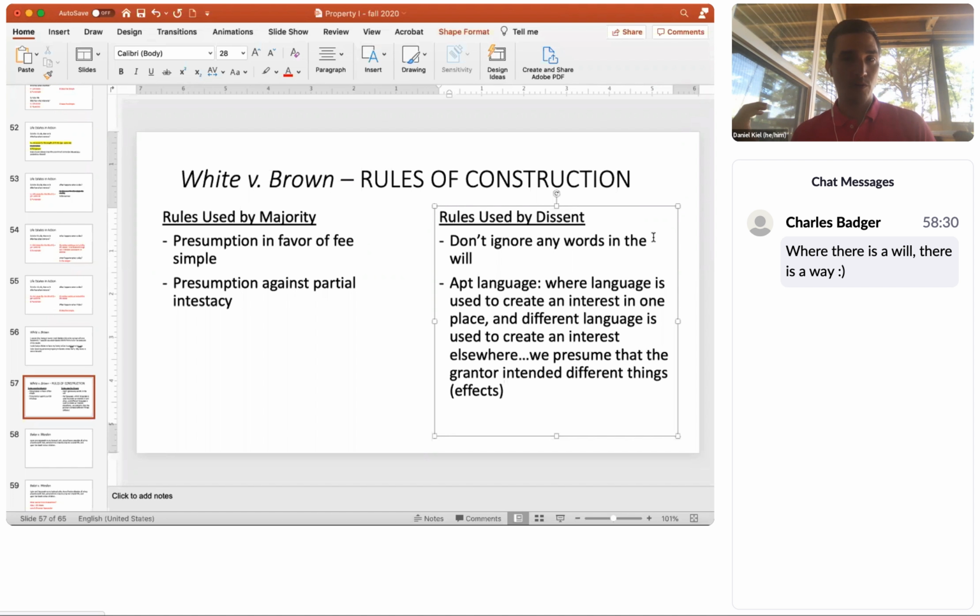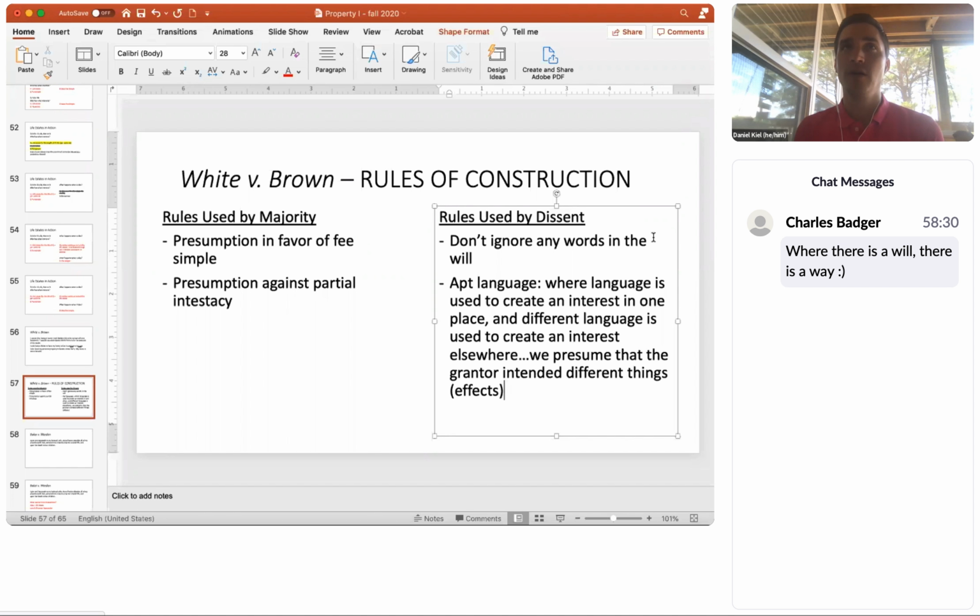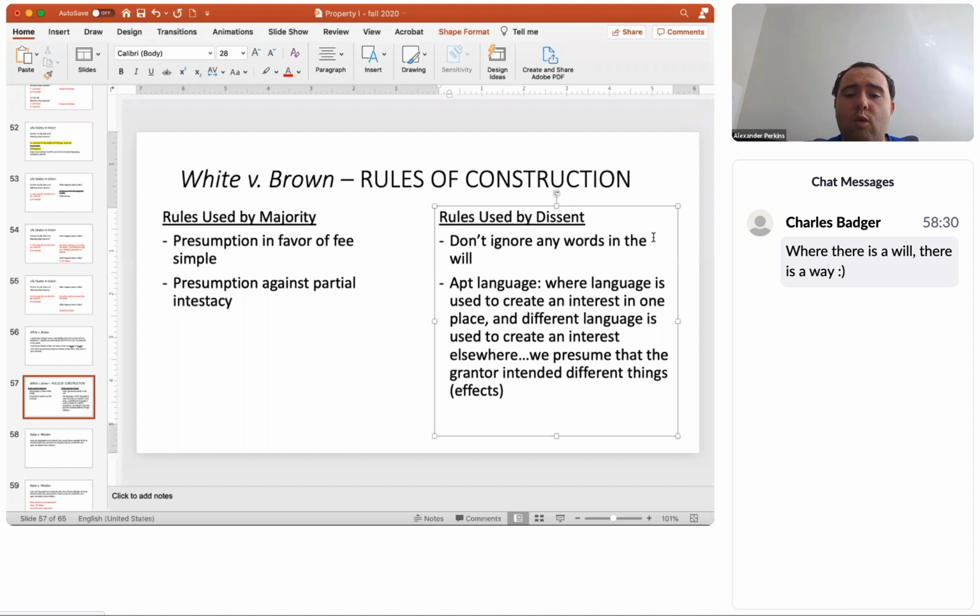And so, Alex, you're more convinced by the dissent? Yes, I am. Okay, and is there any particular one of these rules of construction that you are particularly convinced by? Don't ignore any words in the will, because it looks like the justification for the majority opinion is that they ignored that part of the words when declaring the house to be awarded as a fee simple, and that's just like laziness or incompetence or unacceptable, in my opinion.